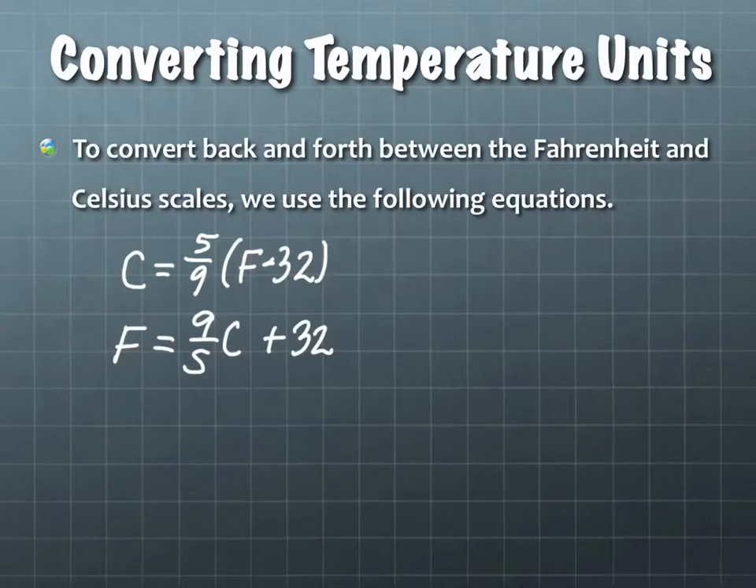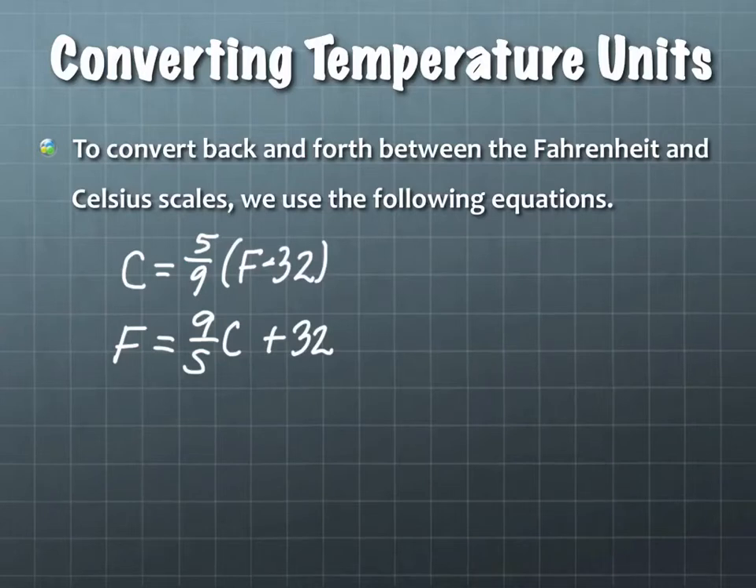Notice, the first formula, you subtract the 32 first. In the second formula, you add the 32 last. Those parentheses and order of operations make a difference. So make sure if you're using one, you know which one got the parentheses and which one doesn't.